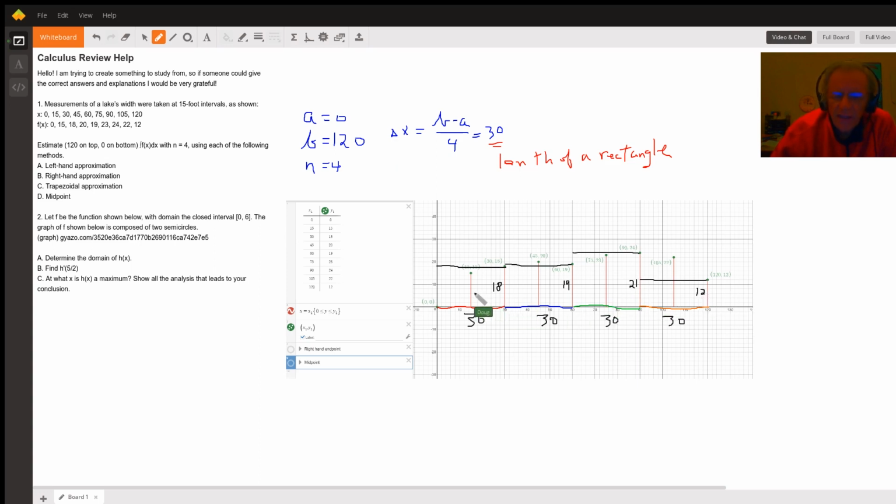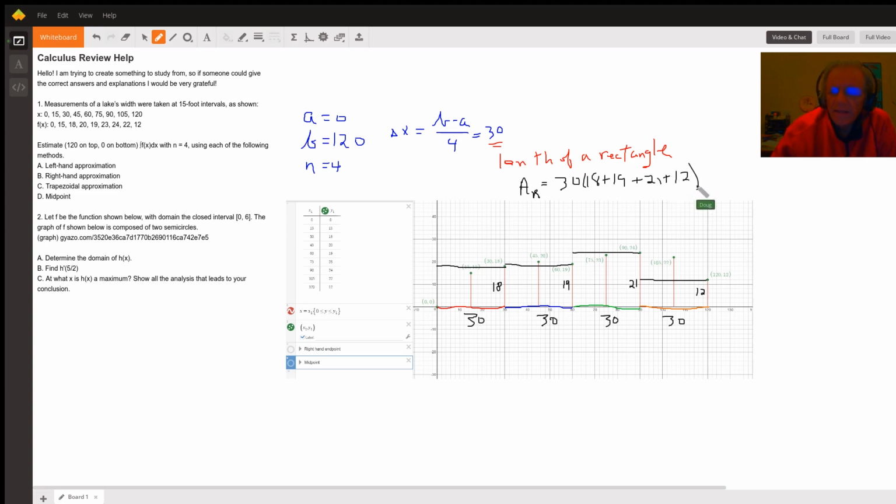So to get the area using right-hand endpoints, you could find the area of each of these rectangles, 30 times 18, 30 times 19, 30 times 21, 30 times 12. Or you could say 30 times the quantity 18 plus 19 plus 21 plus 12. So we would say A, using right-hand endpoints, I don't know what symbols you use for that, would be 30 times 18 plus 19 plus 21 plus 12.